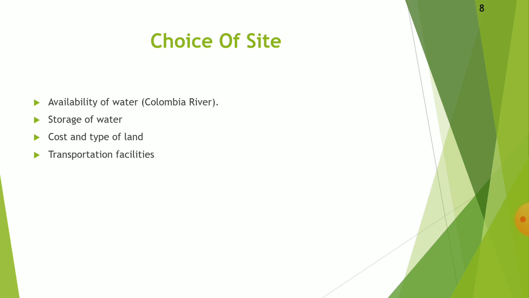The third choice of site is cost and type of land. The Grand Coulee Power Station has adequate land with reasonable cost. The fourth choice of site is transportation facilities. Grand Coulee Power Station has good transportation facilities.